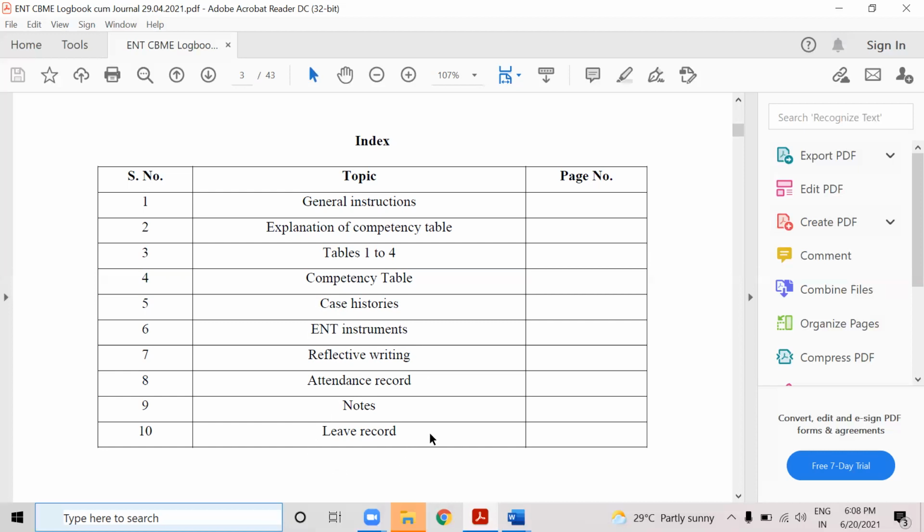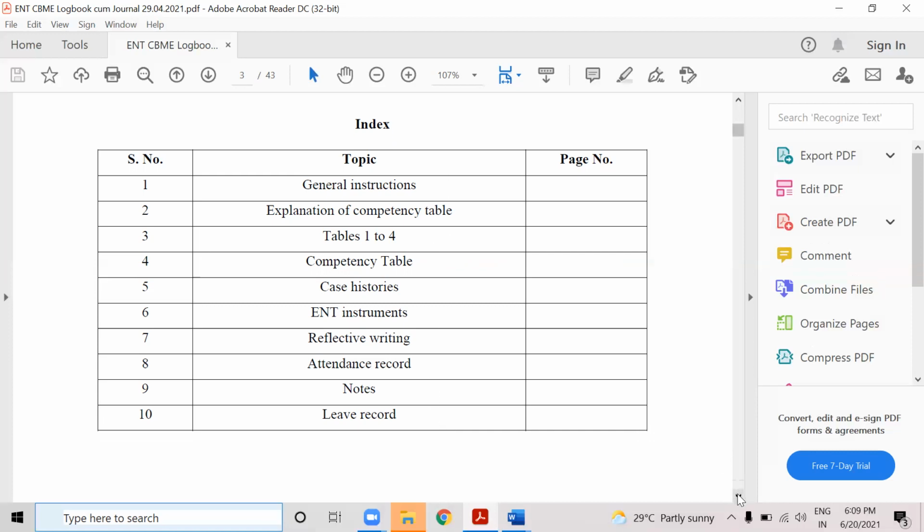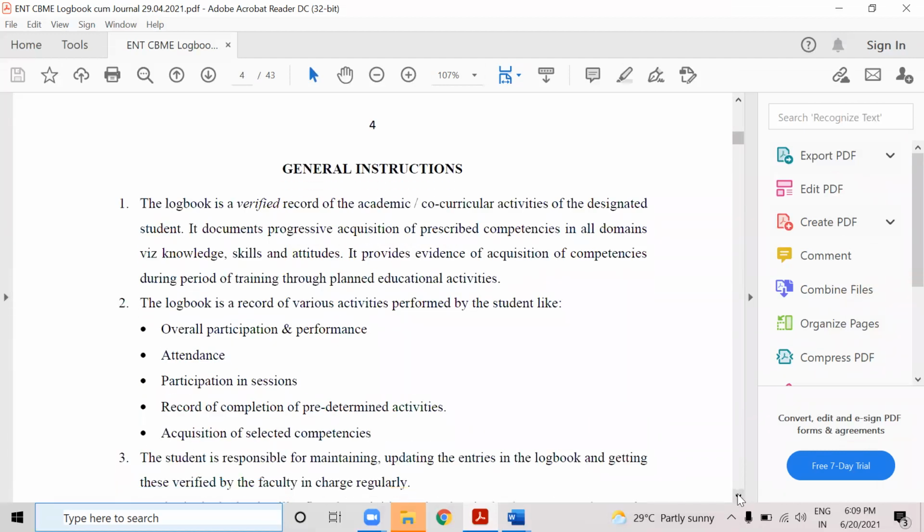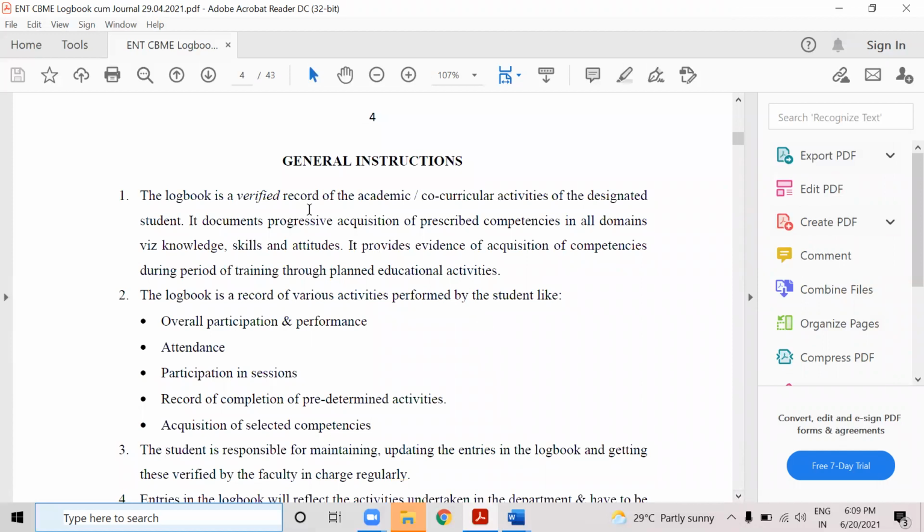So I have divided the logbook under these sections. So we'll see each section one by one. So first is the general instructions. Now these I have mostly taken from the logbook module. Here the instructions are given to the student on how to maintain this logbook, what are the things they have to enter in this logbook, and that it needs to be certified and submitted for eligibility criteria. So all these things I have mentioned.